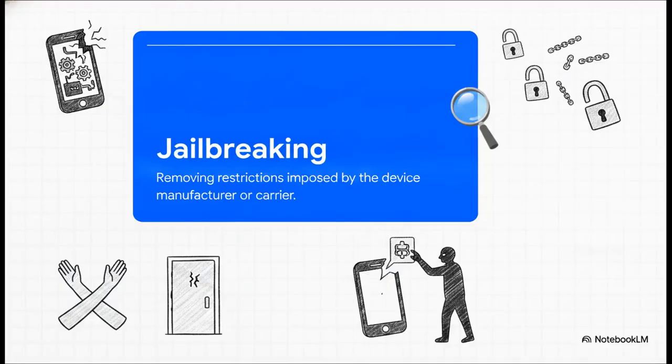Which brings us to Section 3, Jailbreaking and the cost of customization. Tearing those security walls down entirely brings us to the concept of jailbreaking. This is the act of removing the restrictions imposed by the device manufacturer or carrier. And why do people do it? Well, usually to allow for greater system control and to install unauthorized applications.